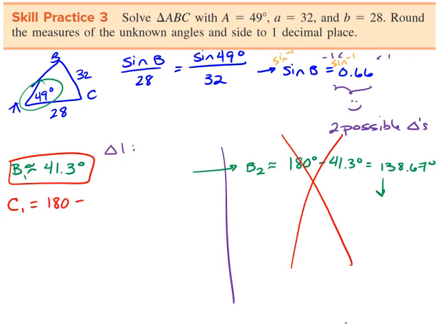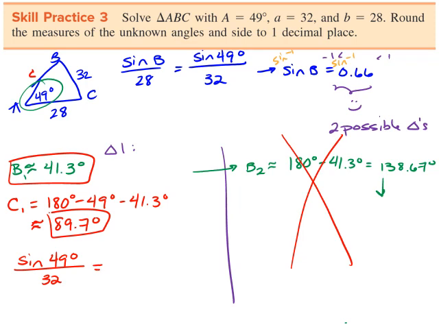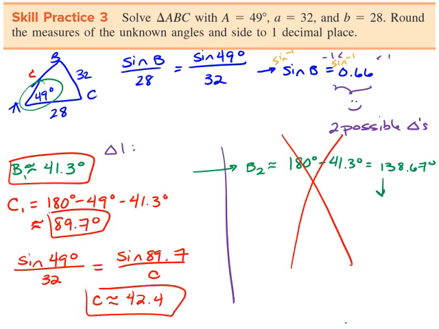So 180 minus the given angle minus the angle we just found for B1, and find that C is approximately 89.7 degrees. And then finally, I need to find side C, and I'll do that by taking sine of 49 degrees divided by 32 is equal to sine of 89.7 divided by C, cross multiply, and little c is 42.4. There's the answer.